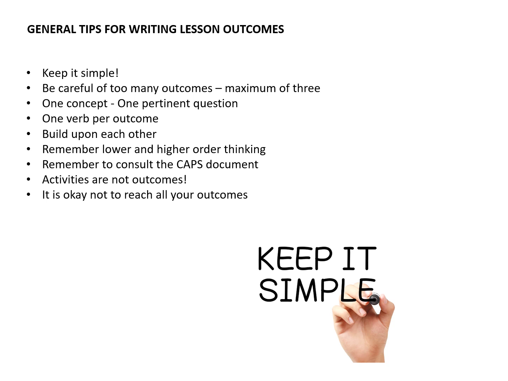A final reminder, activities are not outcomes. It's okay not to reach all your outcomes. When it comes to lesson outcomes, the best way of getting it right is by doing it over and over and over again. Keep it simple. Make sure that it is as simple as possible so that your learners can reach it in an easier way and so that you really have control over what you want learners to do in your lesson.